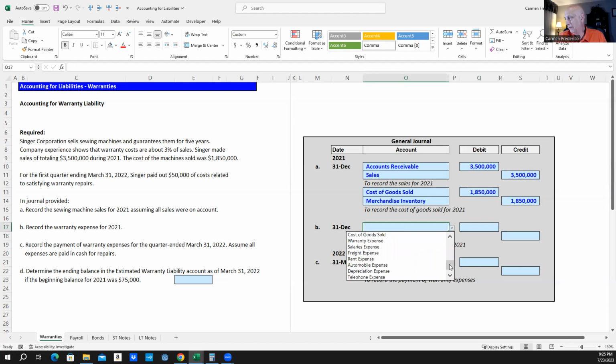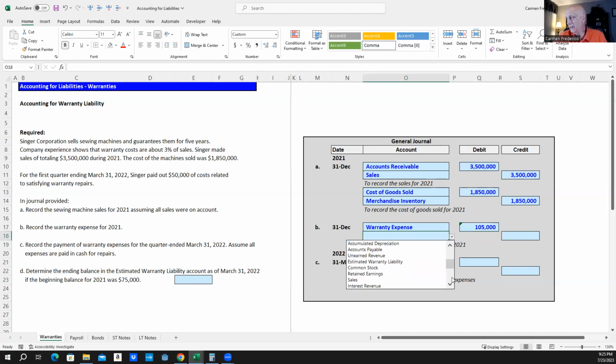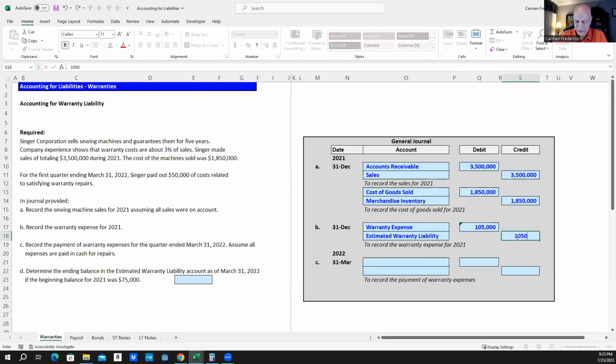Let's find it here. Warranty expense for 3% of our sales. So it's going to be $3.5 million times 0.03, or $105,000 debited to warranty expense. And we're going to put the money in the liability, the accrual account, estimated warranty liability, $105,000. So as warranties happen, we're going to pay them out of the accrual, the liability we have set up.